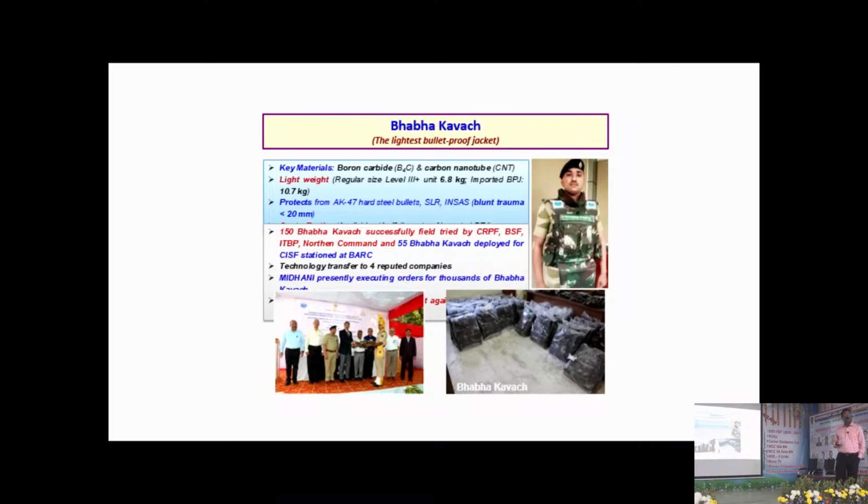Bhabha Kavach is a technology in which boron carbide tiles are used along with CNT sheet spraying. The advantage is that boron carbide is light. A jawan at the border, who normally has to carry something like 10.7 kg to protect from an AK-47 bullet, can be protected with something like a 6.8 kg jacket. This is the lightest bulletproof jacket that has been made, and it is continuously supplied to CRPF, BSF and others. This is again BARC technology.